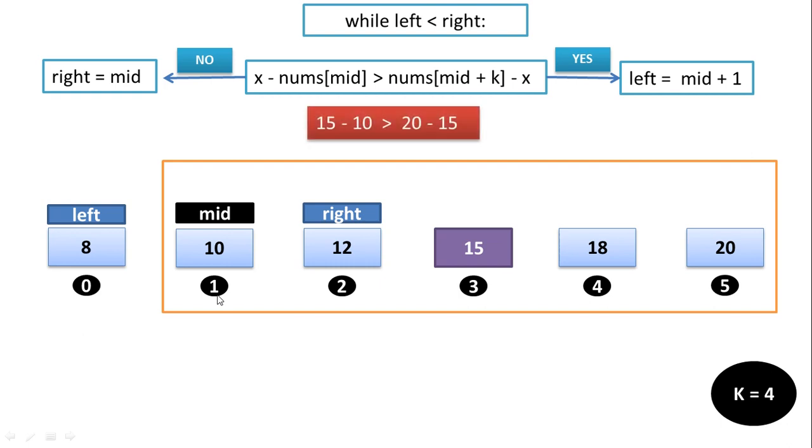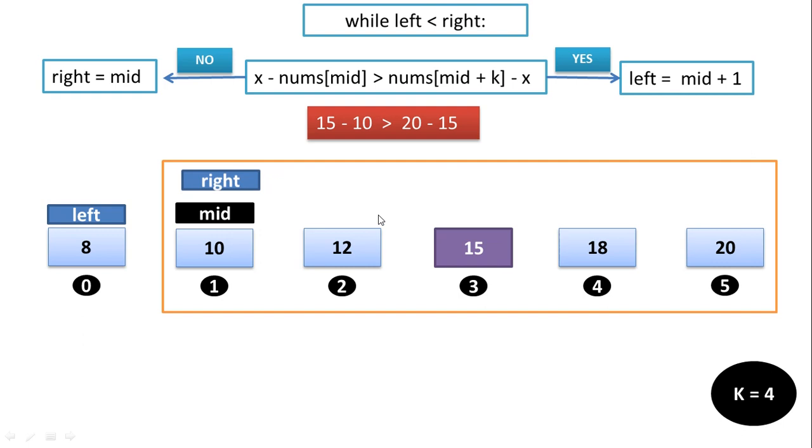Okay, now there's the calculation for you on the screen. I purposely did this so that things become clear and you are able to understand the kind of calculations that are going on. 15, which is the value of x, minus 10, which is the value at the start of the window. And then we check if that value is greater than 20 minus 15, where 20 is the value at the end of our window. Now let's see what happens to the right pointer. And there we go. The right pointer now points at the mid index.